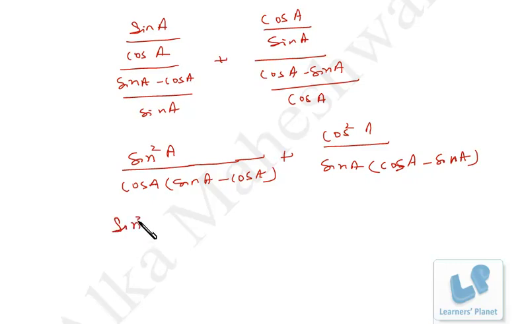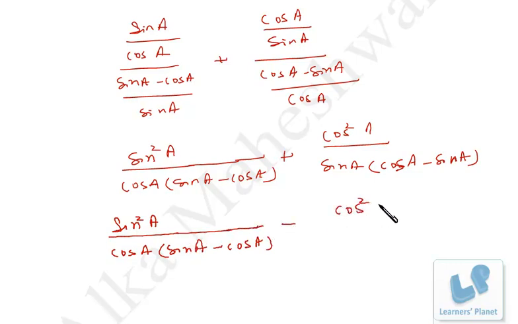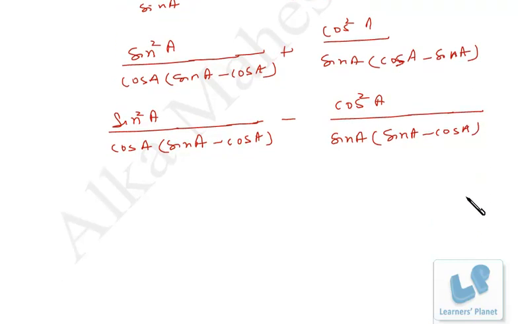So it's sin square A upon cos A into sin A minus cos A, minus cos square A upon sin A. This is cos A minus sin A, I put a negative sign over here, so now it will be sin A minus cos A. See, the sums are lengthy but they are not at all difficult. Just move step by step. Now we take LCM.